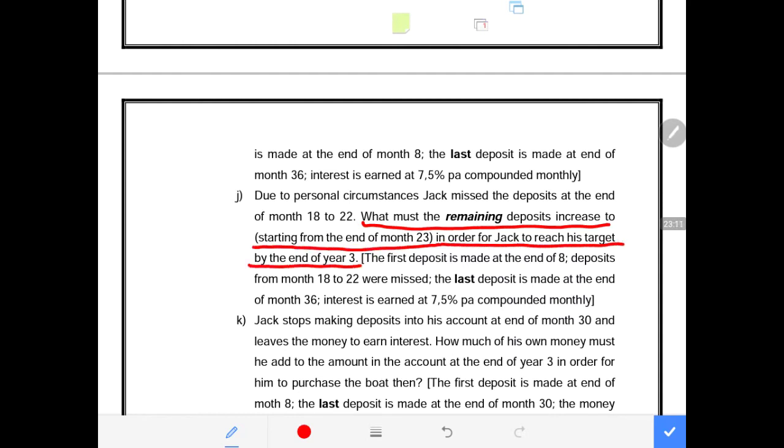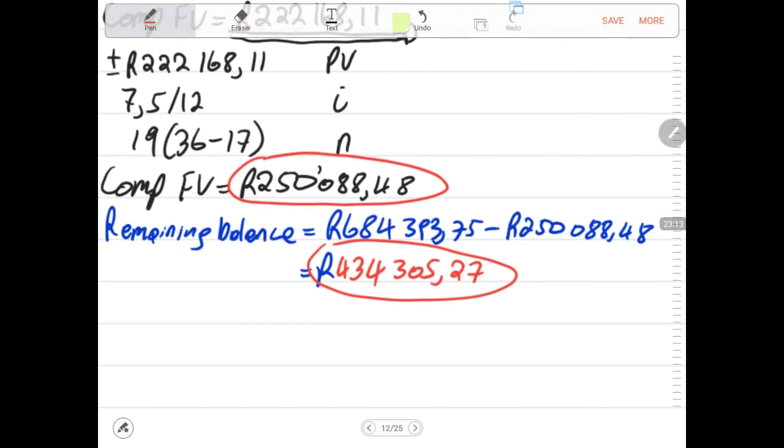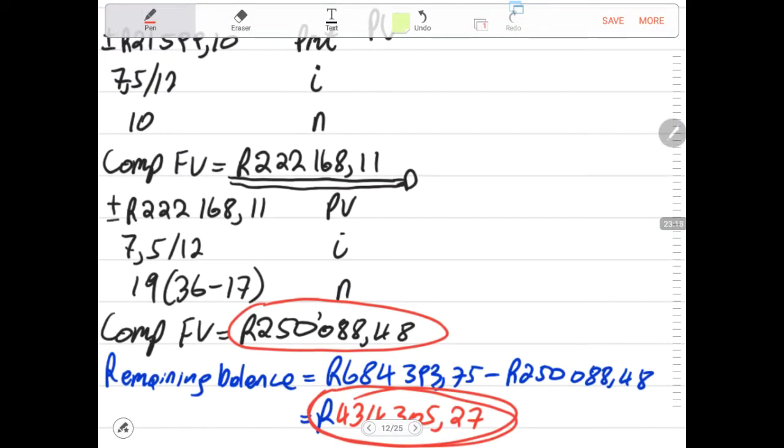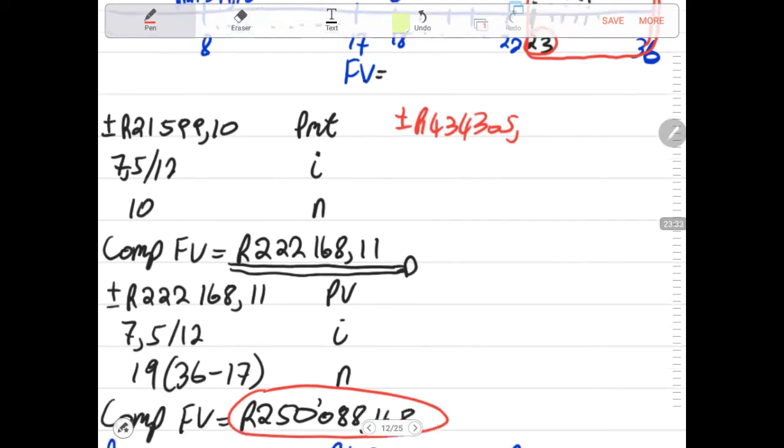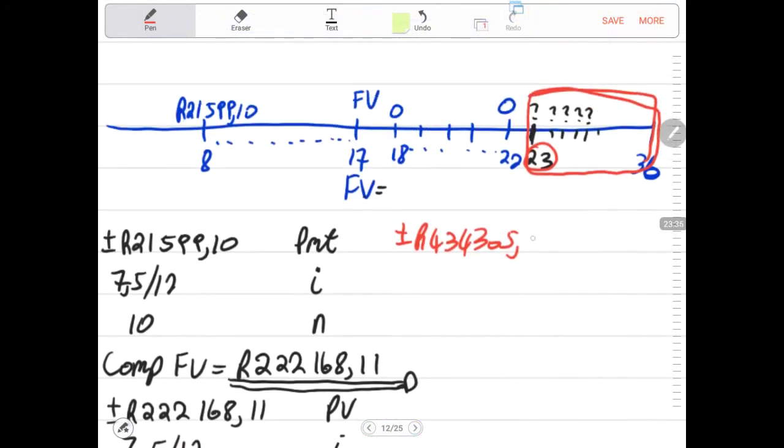So this is what we're busy with, and we know how much we need in the future, which is 434,305. So now we are calculating the monthly payments. We have the future value, plus minus 434,305.27. This is what we need in the future. What is still left there, the remaining balance. We're still earning interest at 7.5% compounded monthly.